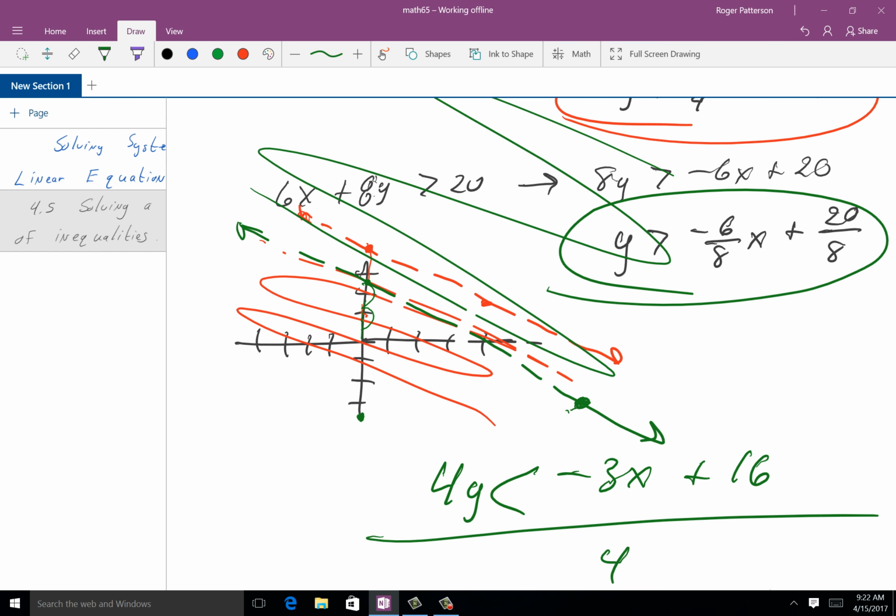Okay. It's possible that you could actually not have a solution. If this one would have been above and this one would have been below, then there wouldn't have been any overlap. Okay. They were both greater than, so they would be shaded above, wouldn't they?